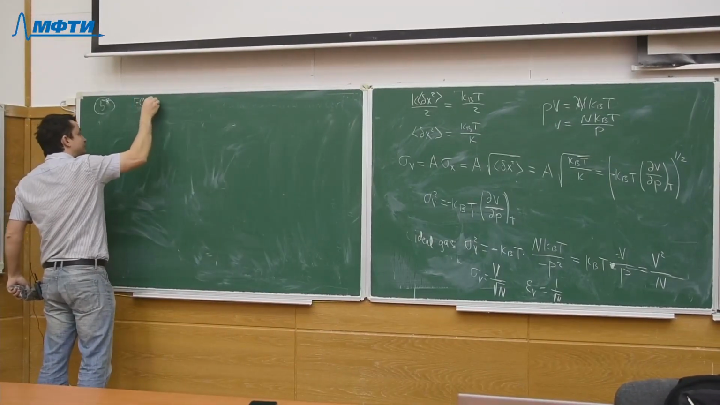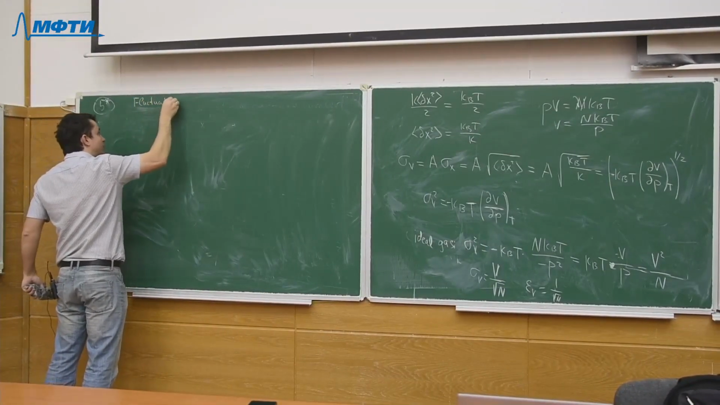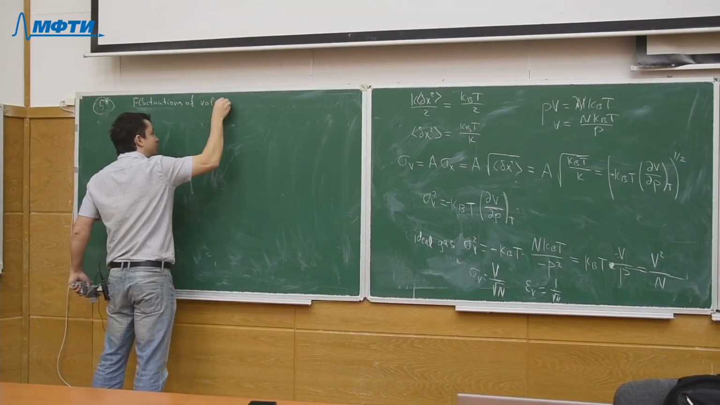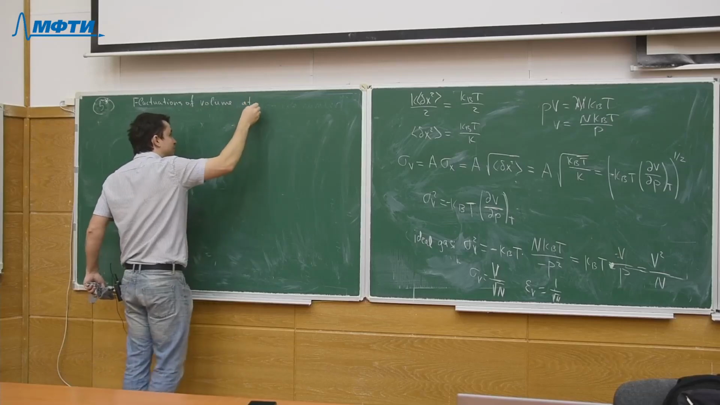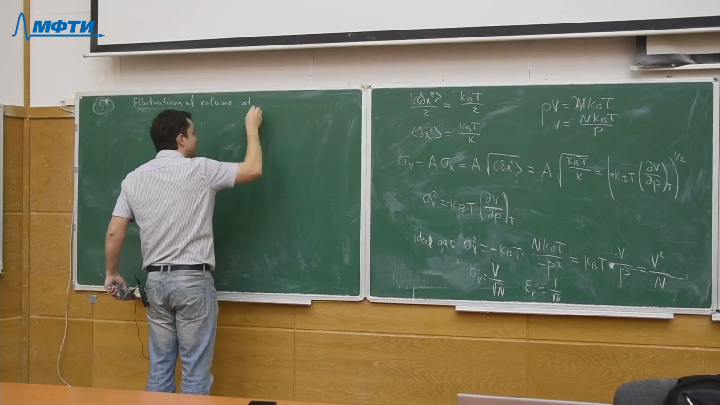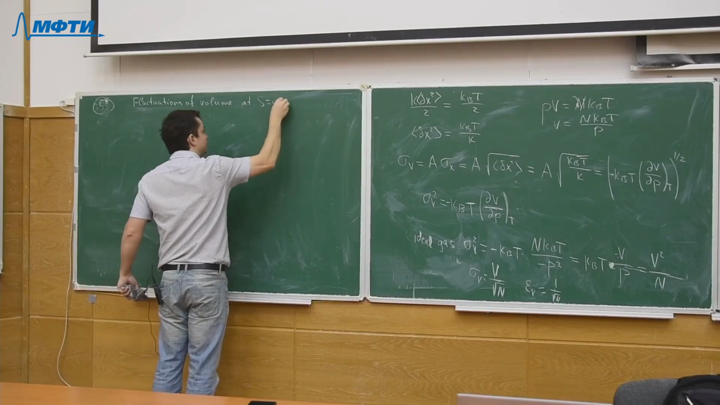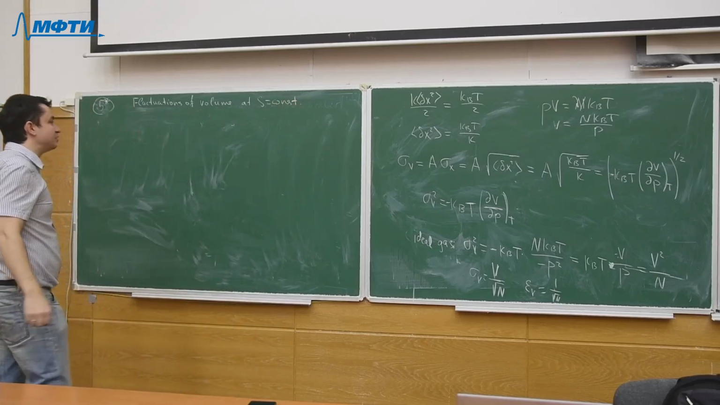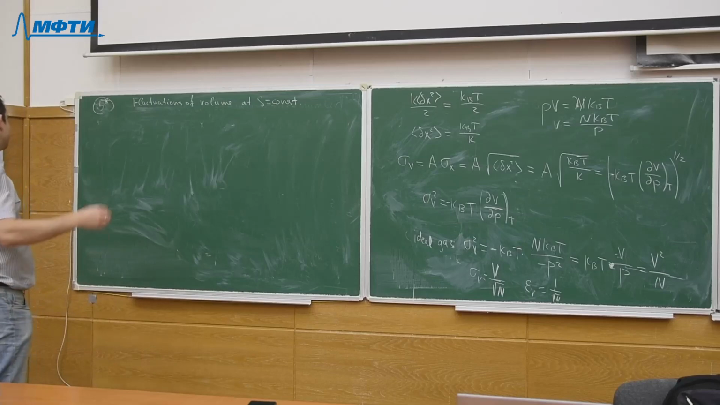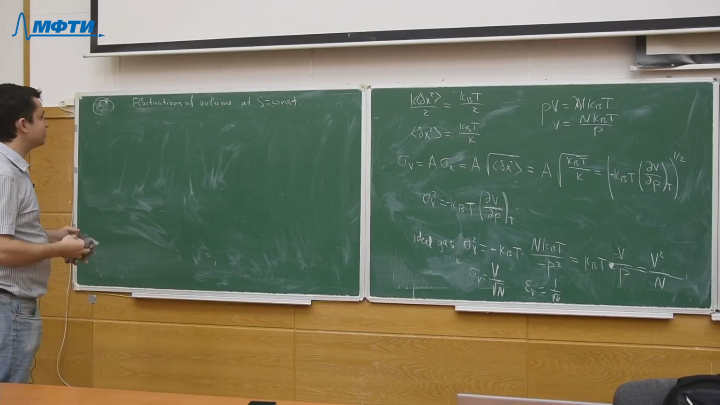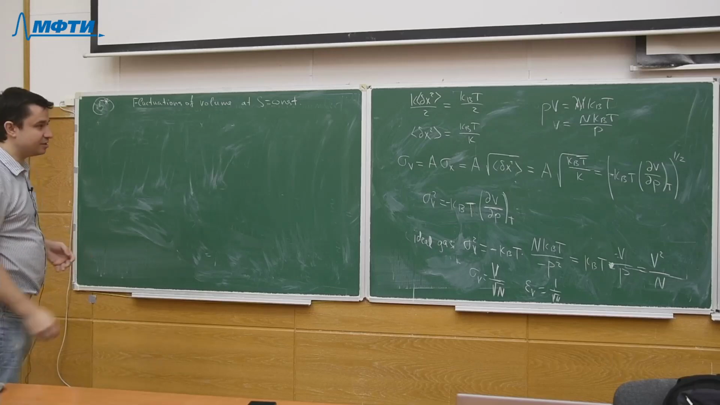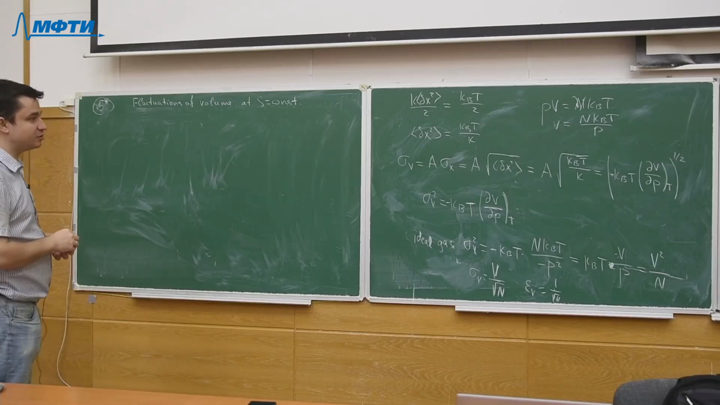Fluctuations of volume at constant entropy. So if I don't allow any heat to be transferred to the gas, I assume that all of these fluctuations happen without any heat exchange, not with the temperature kept constant.